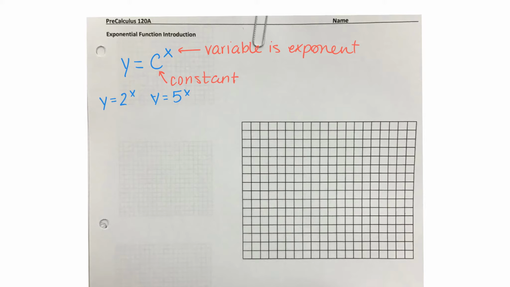Now, there's a couple important things we need to know about c. c needs to be greater than 0, but c cannot be 1. All right, and I'll show you why in a little bit. So our c needs to be positive, and it can't be 1, right? So it can be a fraction or it can be a whole number, but it needs to be positive and it cannot be 1. It does some wild stuff.